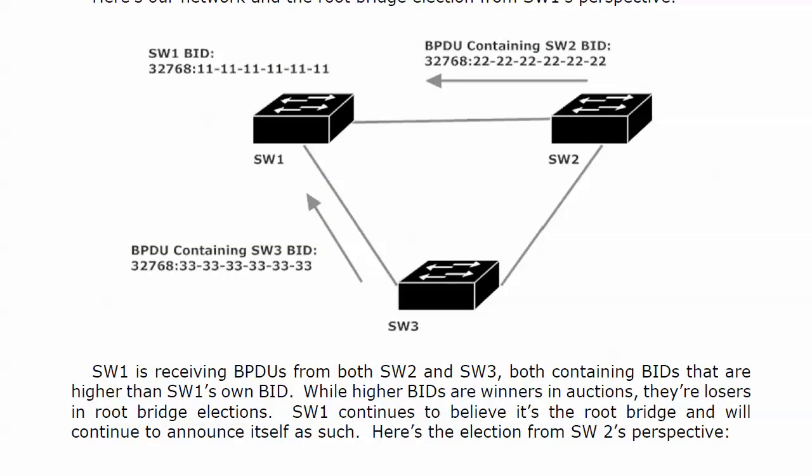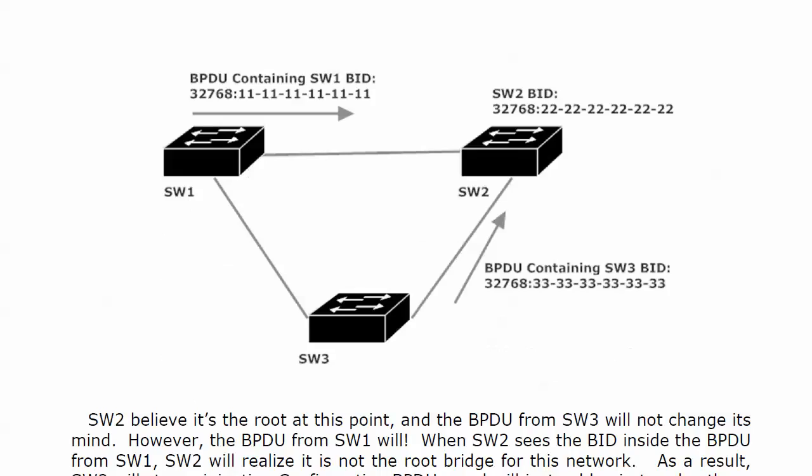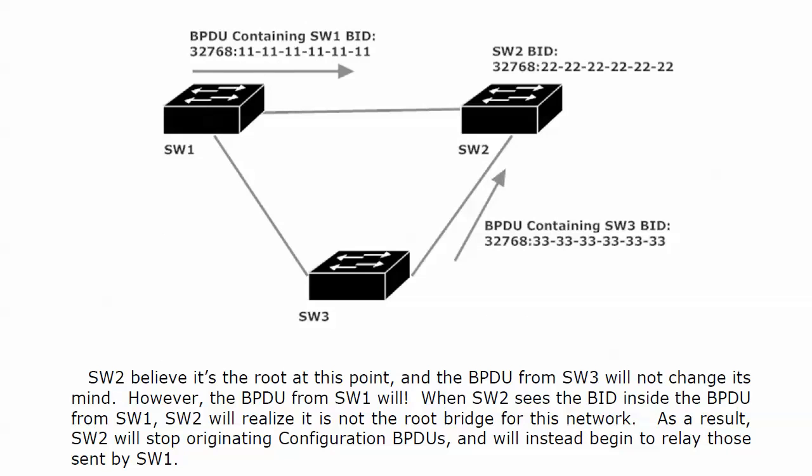Now here's our network and the root bridge election from switch 1's perspective. Switch 1's got its own bid and it's getting bids via BPDUs from switches 2 and 3. Switch 1 opens those BPDUs up, looks at the bids, and says, hey, these are both higher than mine. I'm not getting any incoming bid that is better than mine. So switch 1 will continue to believe that it's the root bridge, and it's going to continue to announce itself as such.